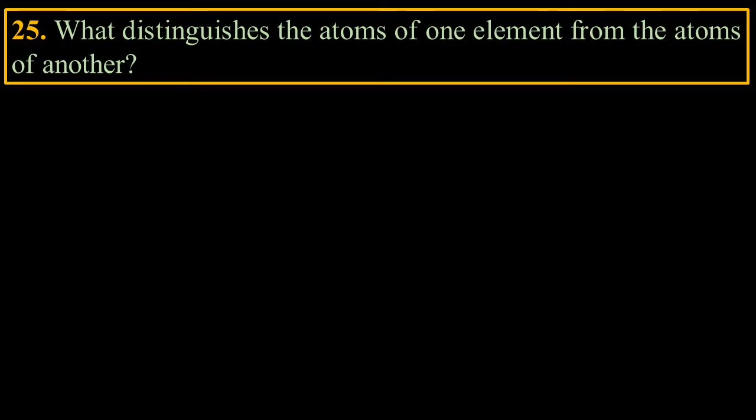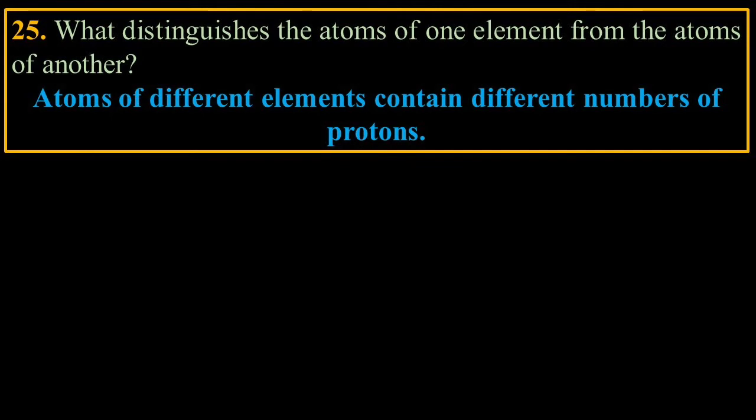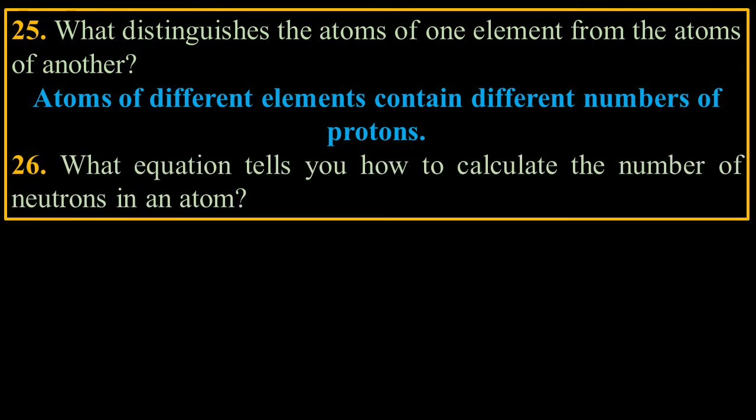What distinguishes the atoms of one element from the atoms of another element? The number of protons defines the element as an individual element. Atoms of different elements contain different numbers of protons, so don't look any farther than the number of protons for distinguishing one element from another.